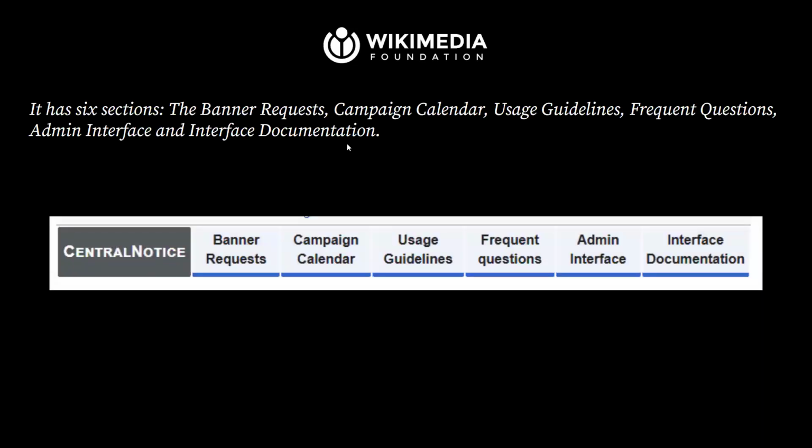And that page, the header in that page has 6 sections: the banner request, the campaign calendar, the usage guidelines, frequent questions, the admin interface, and interface documentation. We will speak about most of them in today's presentation, and we'll explain to you how they work and how you can navigate them. Next slide, please.